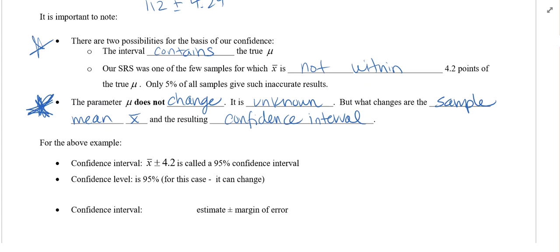Okay, so for the above example, our confidence interval was x bar plus or minus 4.2. It's really 4.24. Sorry, I don't know why I wrote that. It's called a 95% confidence interval, because we went 2 standard deviations away, so that's 95%. Confidence interval is 95% in this case, and it can change. We'll see different values. The general form of a confidence interval is going to be our estimate plus or minus the margin of error.